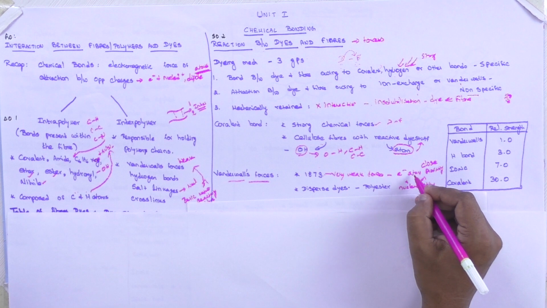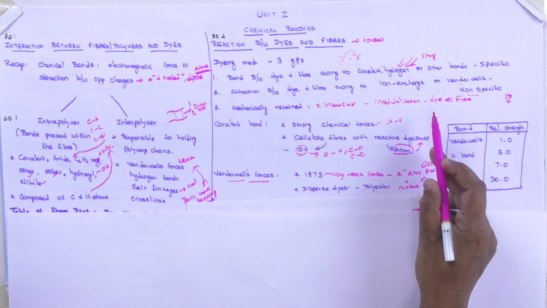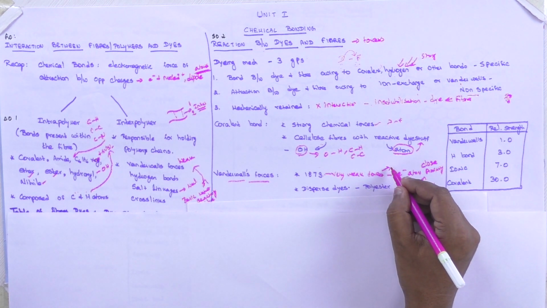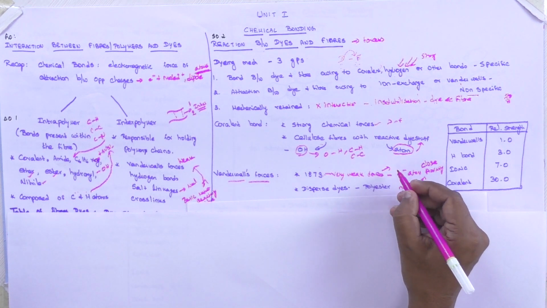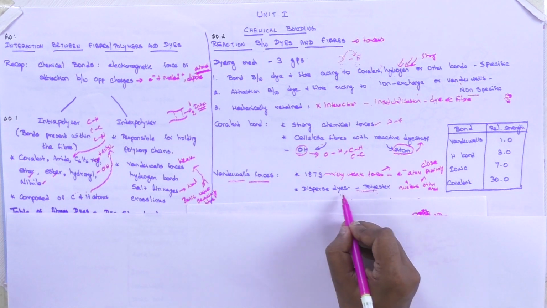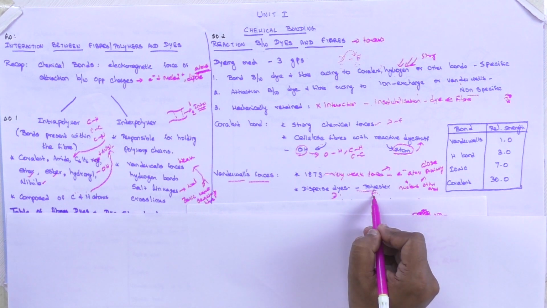So, this is how a Vander Waals force is formed, and individually these forces are actually similar to hydrogen bonds. Individually they are very weak, but collectively they are very much stronger. Mostly it is seen in polyester and disperse dyes when they combine. This is your dye, this is your fiber. So, here Vander Waals forces are seen.